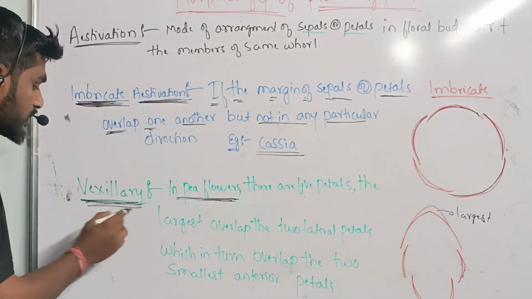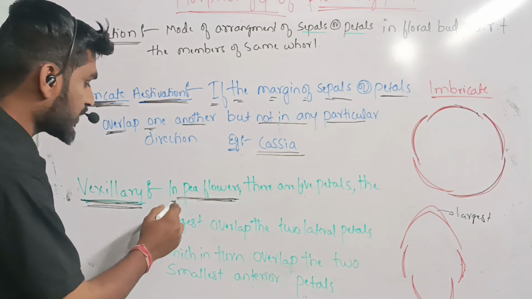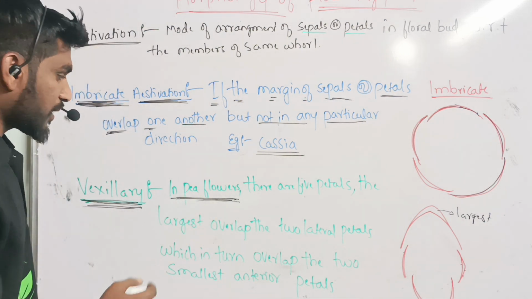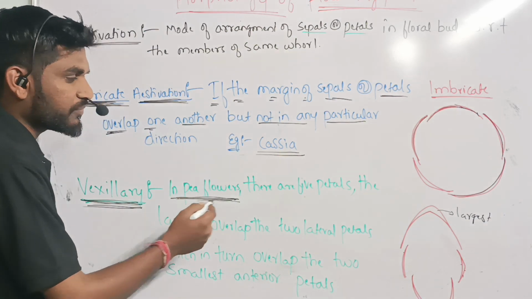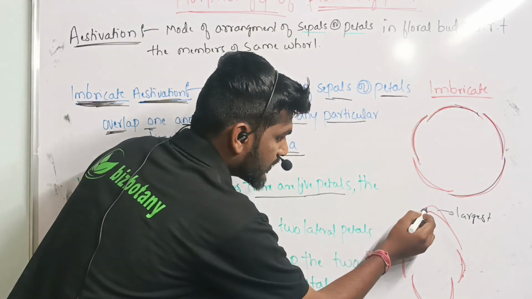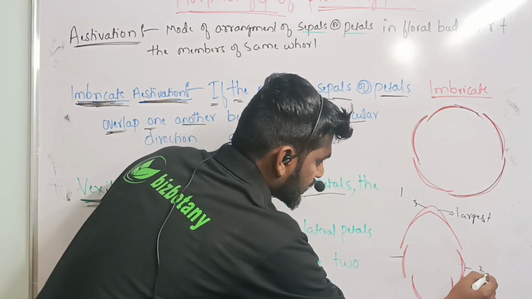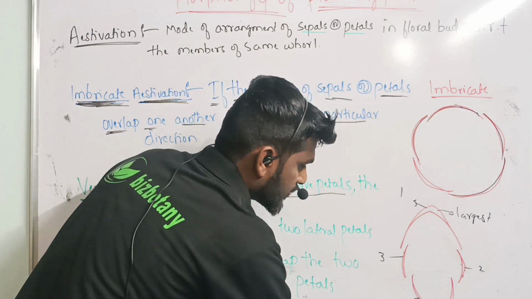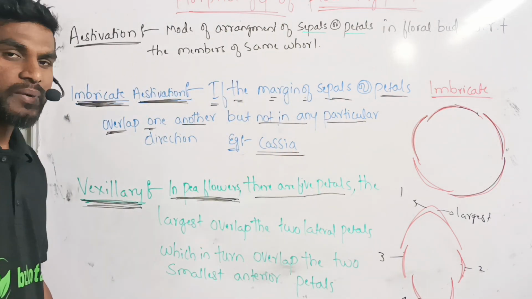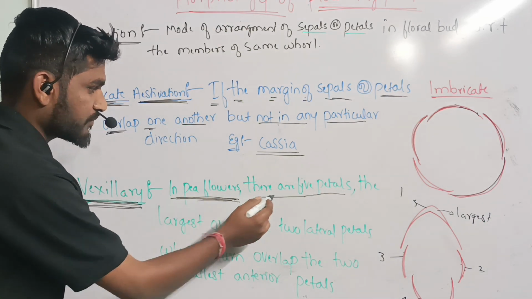Last one is the vexillary aestivation. What happens in pea flowers? In the flowers of the pea plant, there are 5 petals. This one is the first petal, the largest one. These are the second and third. These are the fourth and fifth.